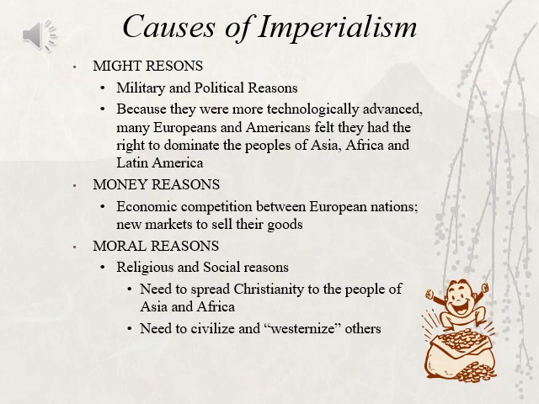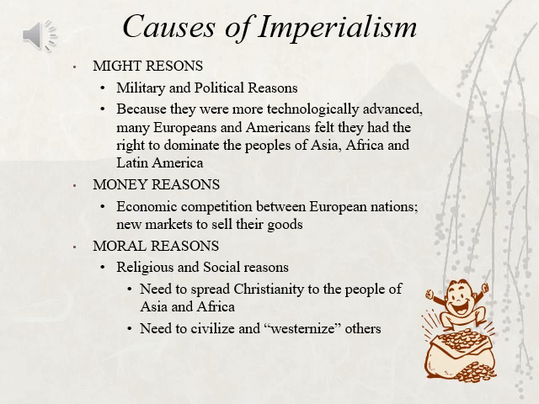Causes of imperialism can be boiled down to three M's: might, money, and morals. The might reasons were mainly military or political reasons. Because they were more technologically advanced, many Europeans and Americans felt that they had the right to dominate the peoples of Asia, Africa, and Latin America.